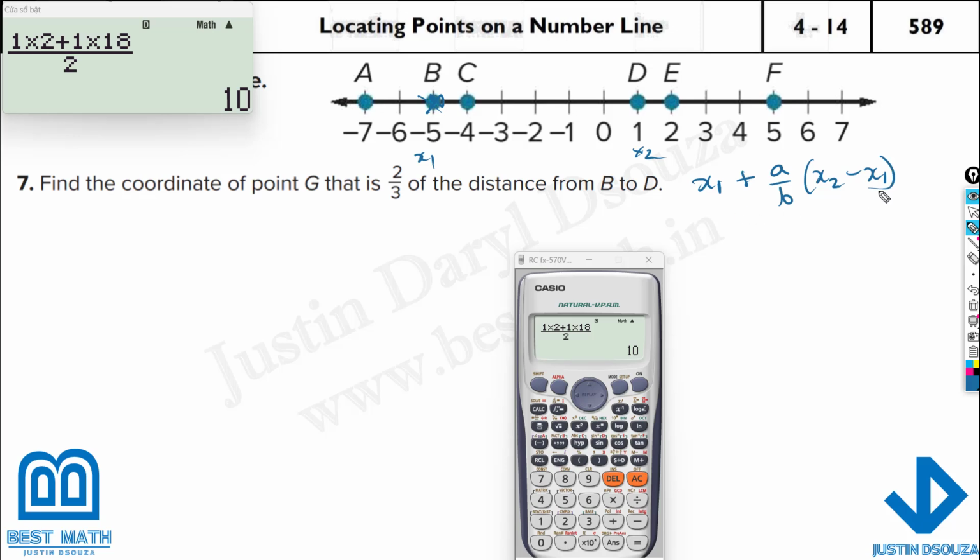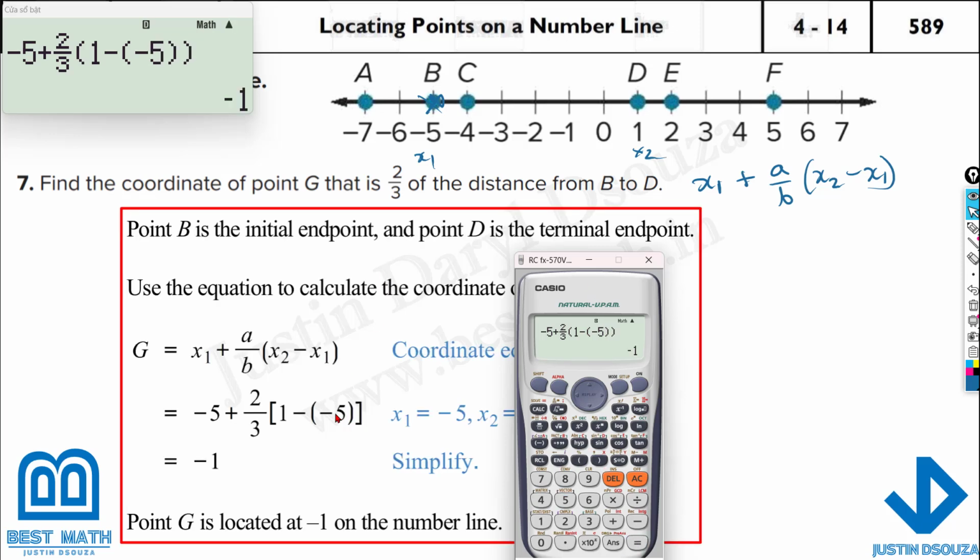So this is it. Now what you do is you just put in the calculator here. So x1 is given as minus 5 plus, what's the ratio? 2 by 3. Multiply it with, press next and then use the bracket. Now it's all right. Multiply it with second x2, second term, that is 1 minus. Now use the bracket because we already have a minus in the formula, and x1 is also minus. This is minus 5. Close the bracket twice. And here we go. Answer is negative 1.